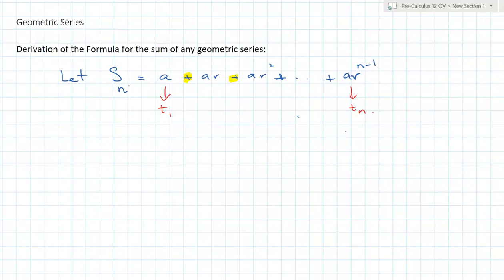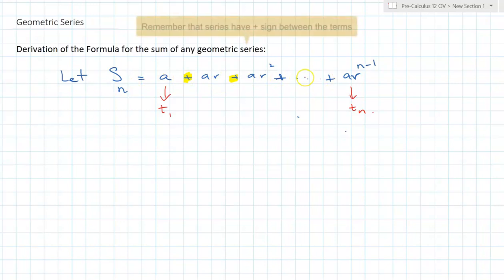So notice that we have a for the first term, t1. Okay, ar is you're multiplying a by the common ratio, and then so forth and so on. And the very last term is ar^(n-1), which is the general term Tn. Okay, simple as that. Now, what I want to do is multiply both sides of this equation.